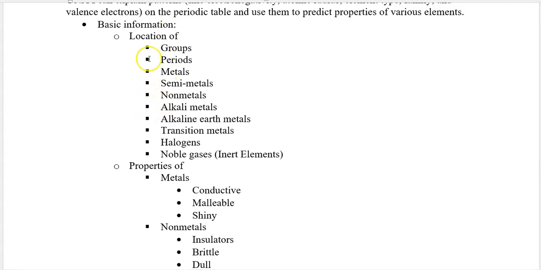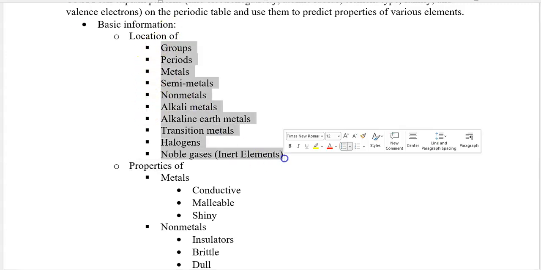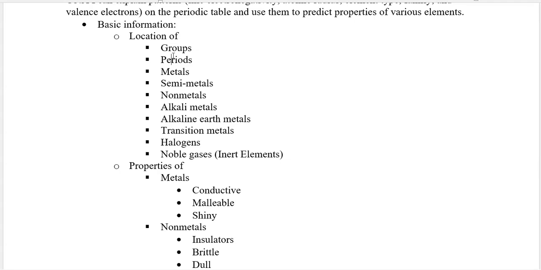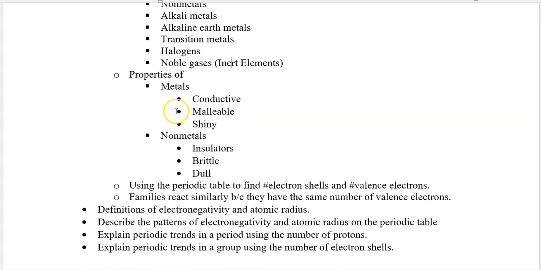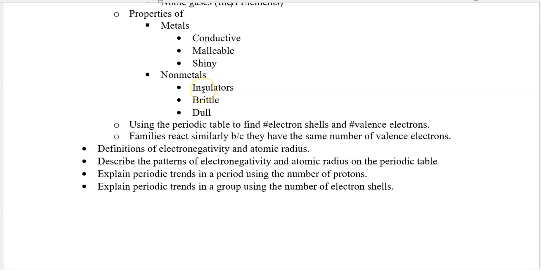So you need to know all of this, which is on the periodic table. You really just need to know where they are. So groups, periods, metals, semimetals, nonmetals, and then families, alkali metals, alkaline earth metals, transition metals, halogens, and noble gases, which are also called inert elements. And then you need to know properties, which are like characteristics of metals and nonmetals. Turns out metals are conductive, malleable, and shiny, and nonmetals are the opposite. Instead of conductive, they're insulators. Instead of malleable, they're brittle, and instead of shiny, they're dull.